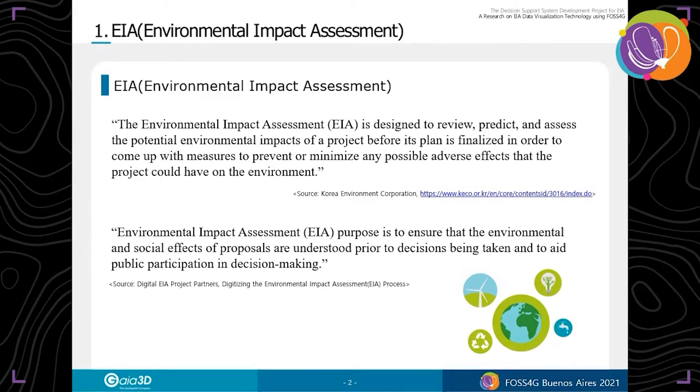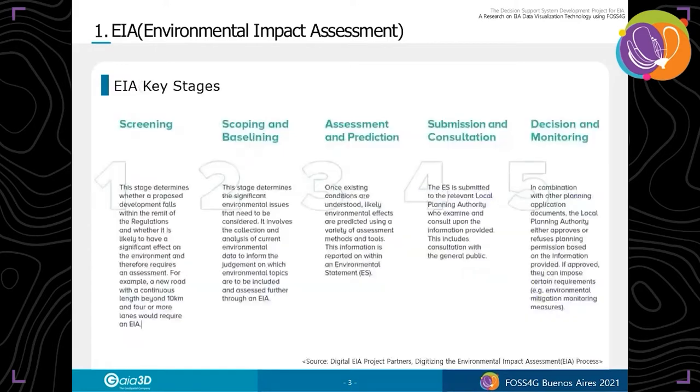Usually, EIA has several key stages: screening, scoping and baselining, assessment and predictions, submissions and consultations, and finally, decision and monitoring. Actually, each stage has many steps to be done. There are lots of things to be done. So if you have much interest in the EIA key stages, you can see my slide later. This talk is about a research project on how to innovate the EIA process with cutting-edge digital technology.